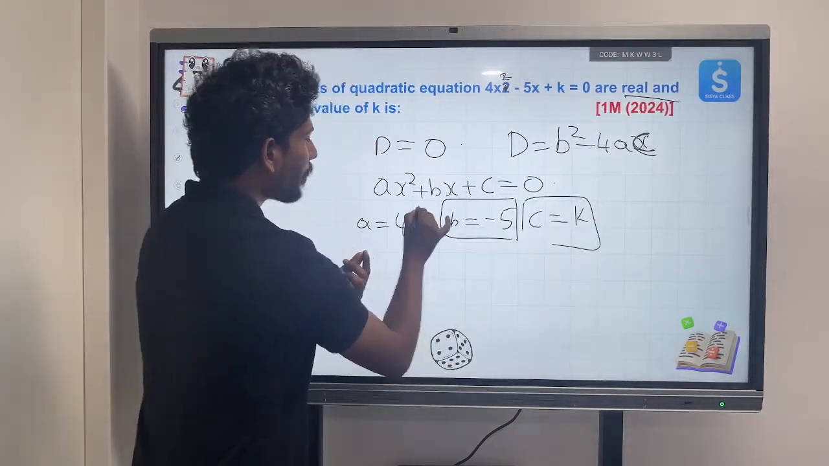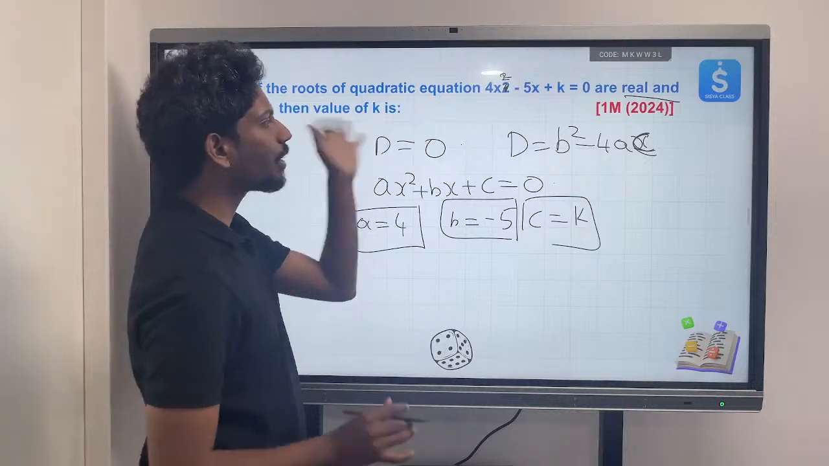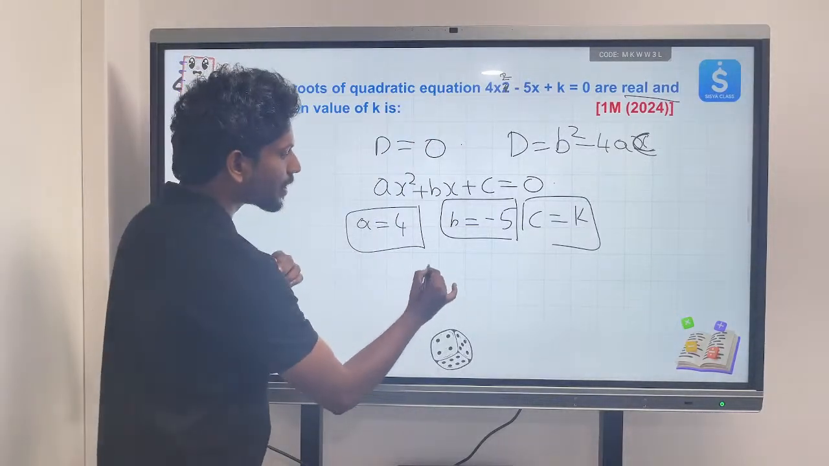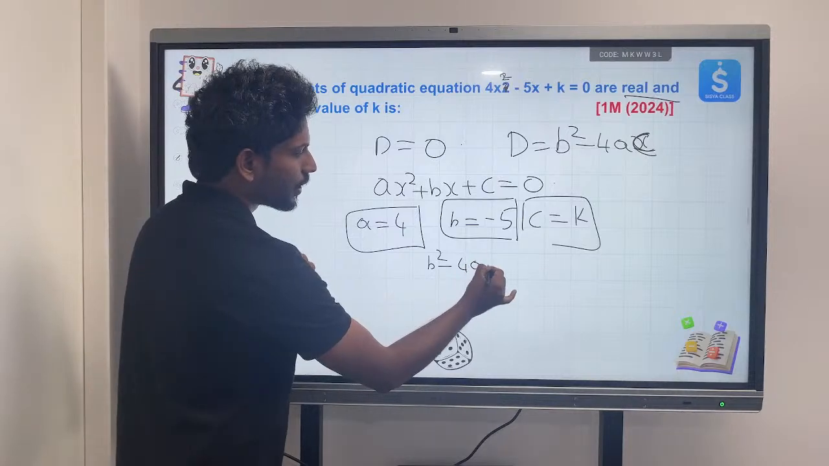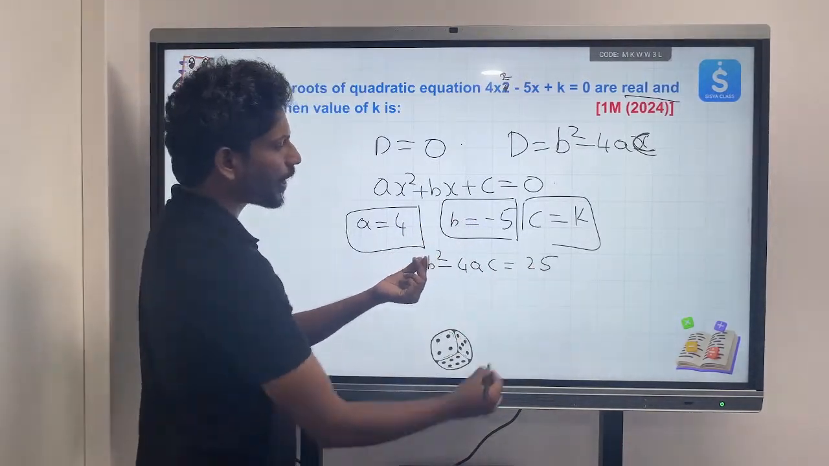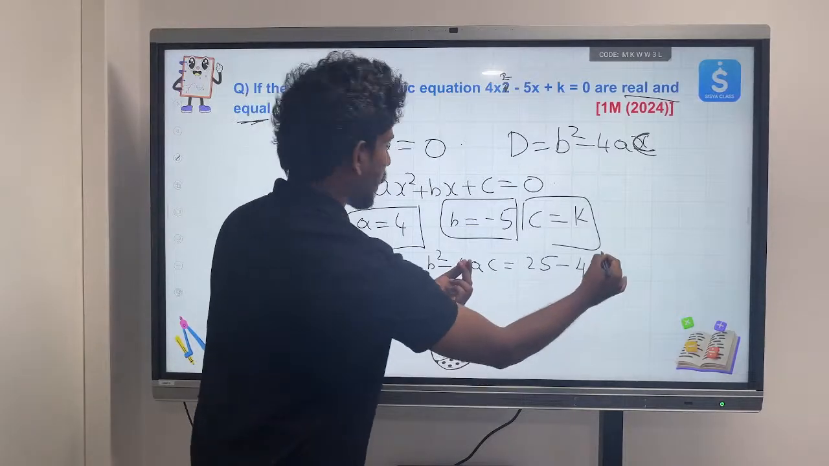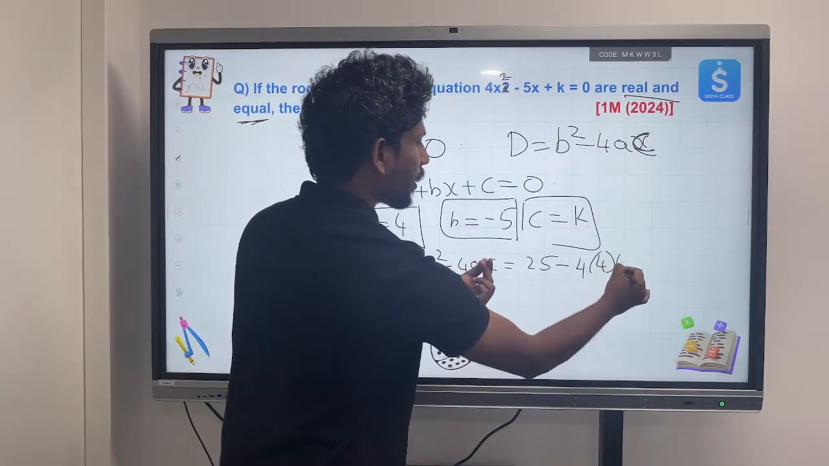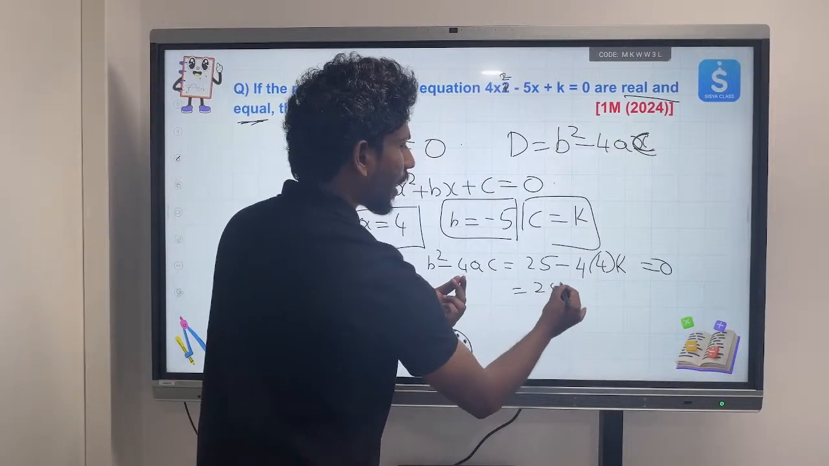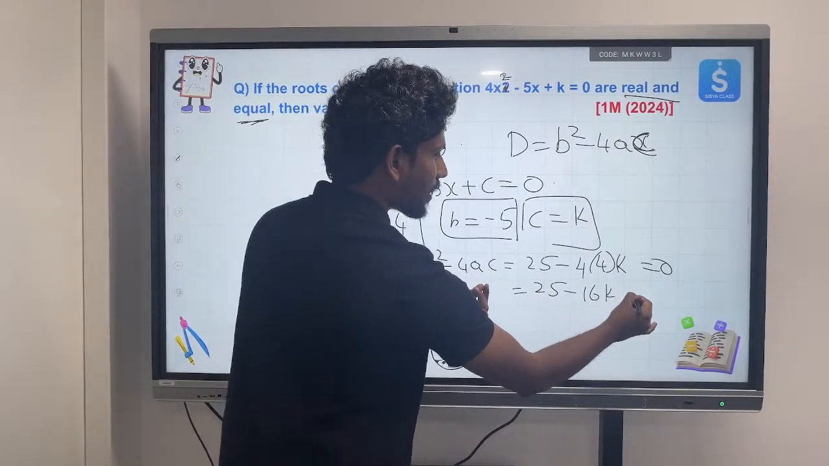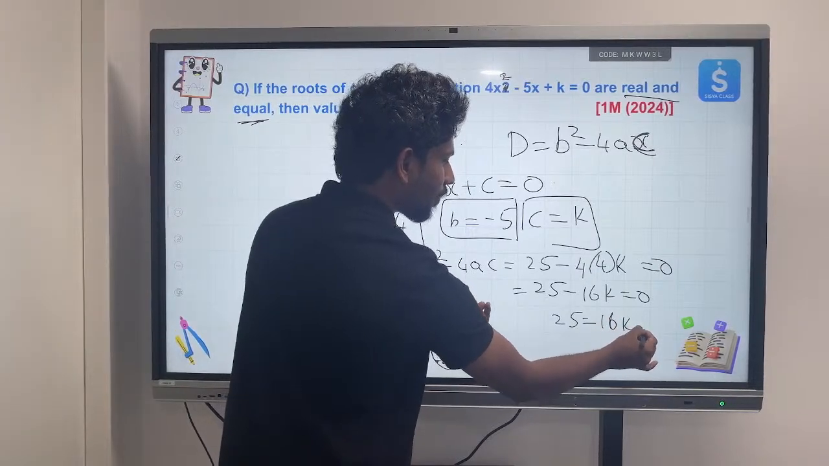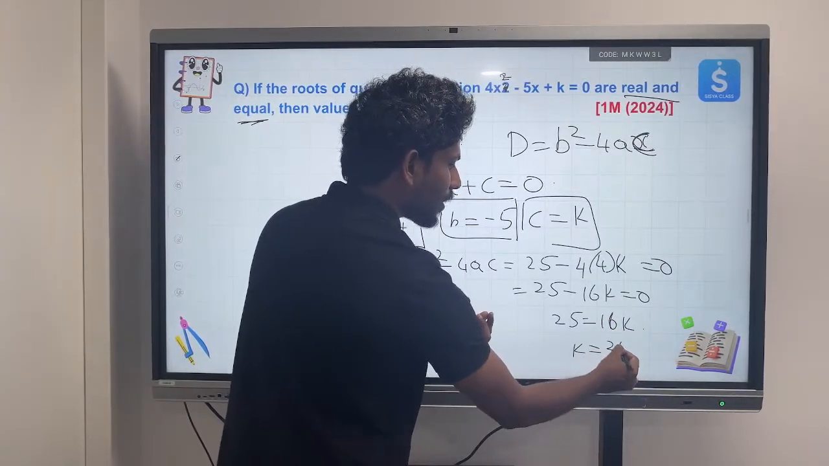Now simply we need to use this formula and equate it to 0, because he is saying it is real and equal, right? Now what is b square minus 4ac? Simple, b square minus 5 square 25 minus 4, a is 4 into k, is equals to 0. So 25 minus 16k is equals to 0. So can I say that 25 is equals to 16k? So the value of k is 25 by 16.